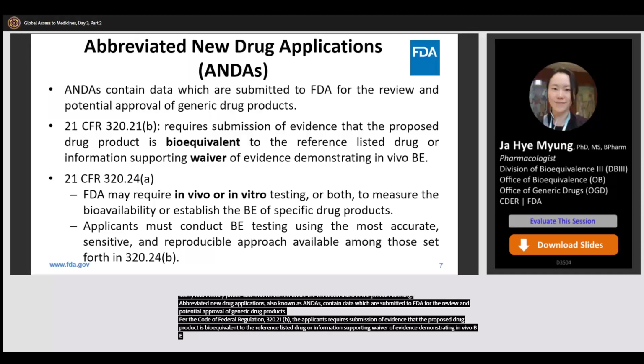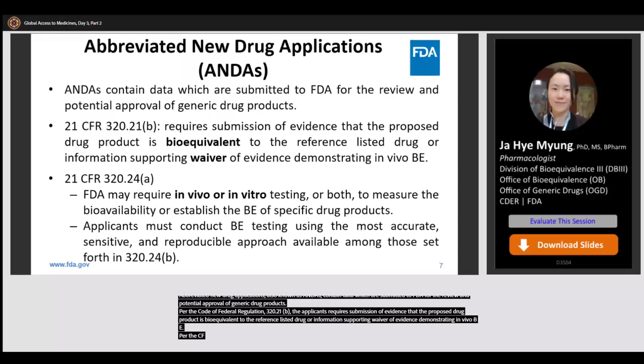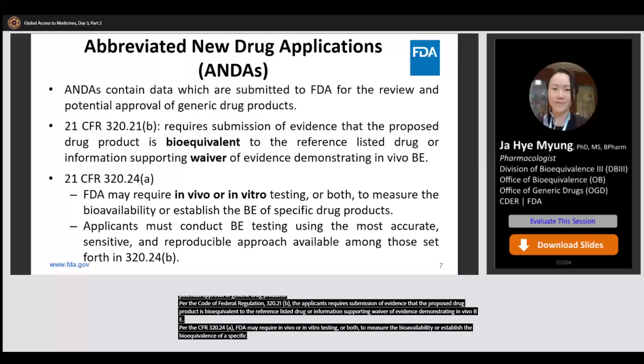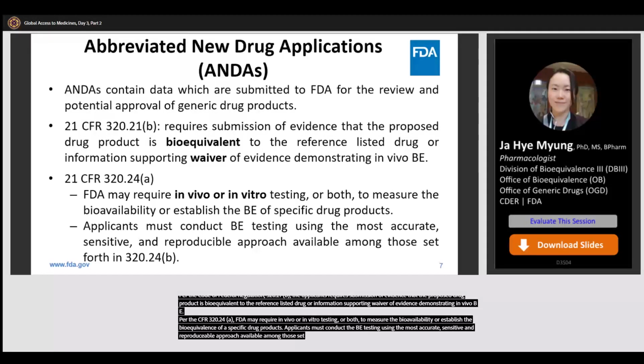Per CFR 320.24(a), FDA may require in vivo or in vitro testing or both to measure the bioavailability or establish the bioequivalence of specific drug products. Applicants must conduct the BE testing using the most accurate, sensitive, and reproducible approach available among those set forth in 320.24(b).